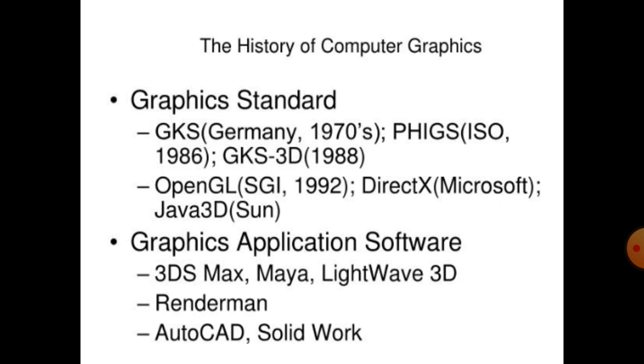The history of computer graphics. Graphics standards: GKS, Germany, in the 1970s. PHIGS, ISO, in 1986. GKS-3D in 1988. OpenGL, SGI, in 1992. DirectX, Microsoft. Java 3D, Sun. Graphics application software: 3DS Max, Maya, LightWave 3D, RenderMan, AutoCAD, SolidWorks.